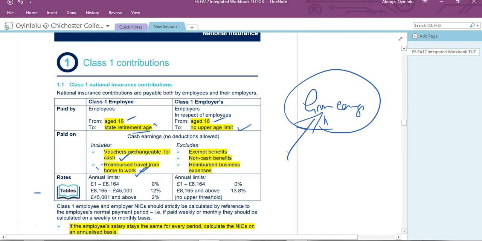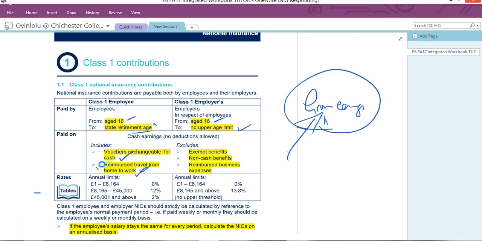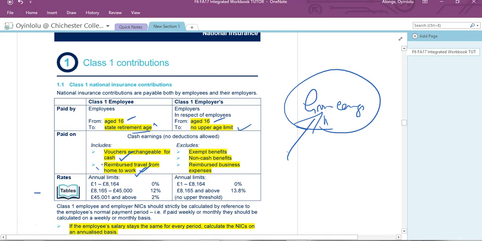8,164 divided by 12 is about £680 a month. If I divide that by 4 weeks, that's about £170 a week gross. Then you knock off 20%, so take home is about £136 a week. So you can see it's really unfair to start taxing anyone earning at that level. National insurance.